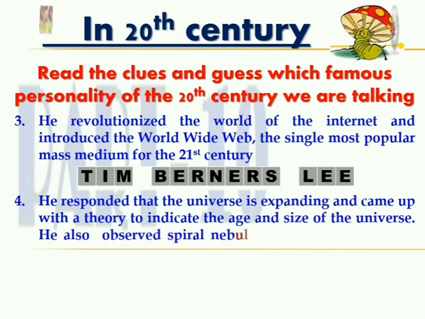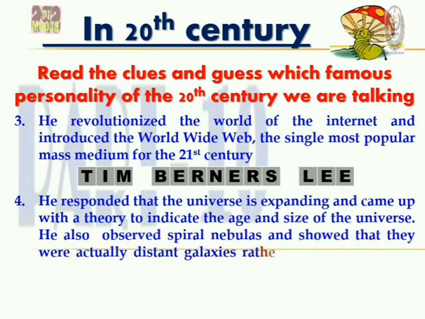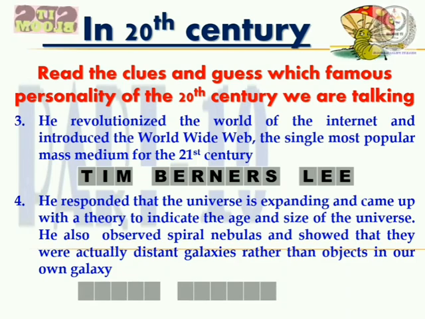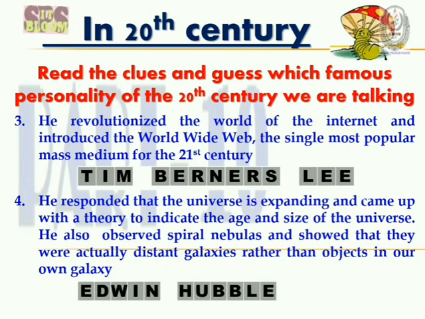The fourth clue is, he discovered that the universe is expanding and came up with a theory to indicate the age and size of the universe. He also observed spiral nebulas and showed that they were actually distant galaxies rather than objects in our own galaxy. The name of that person is Edwin Hubble.